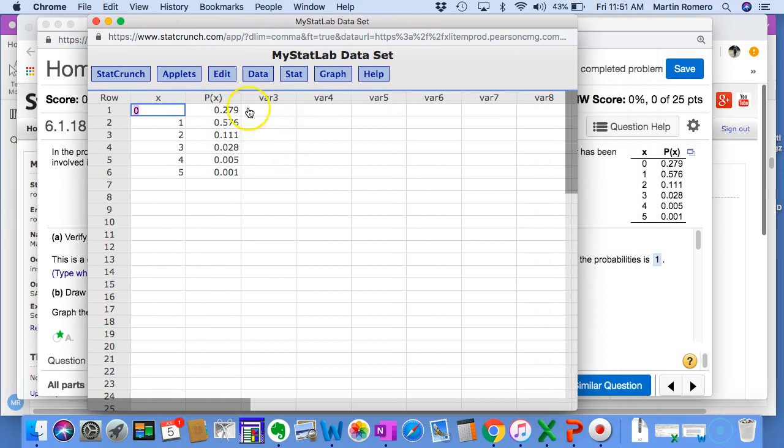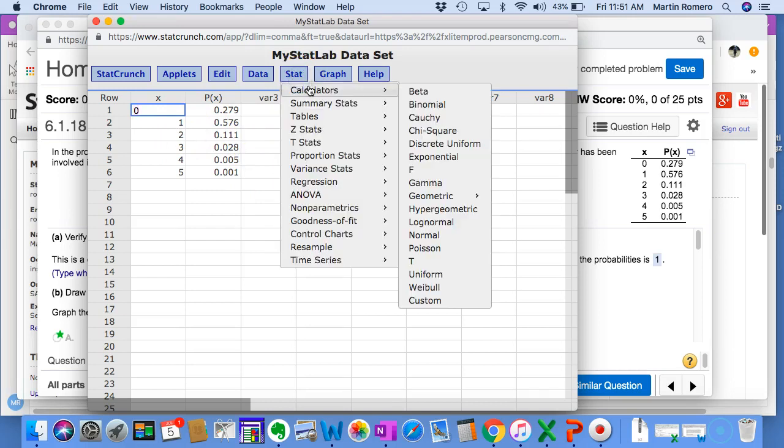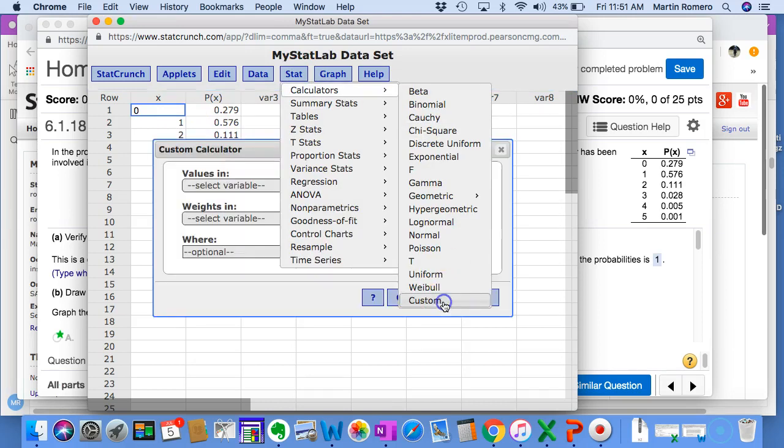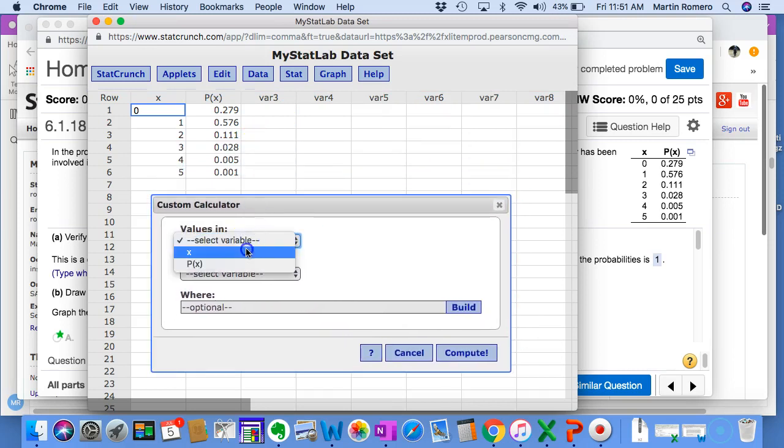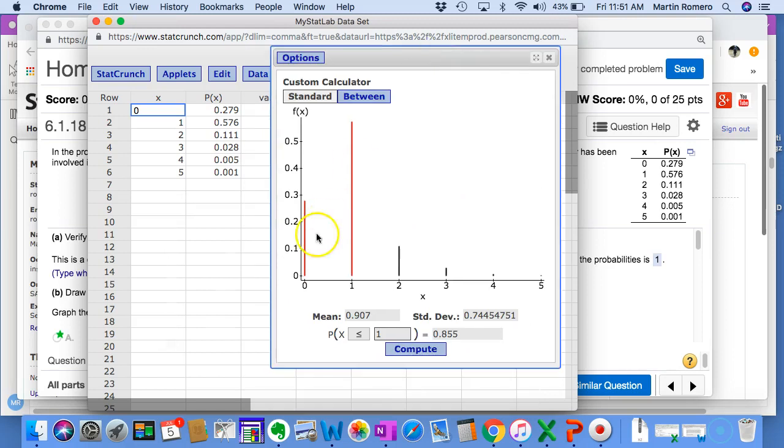And so once you open the data in StatCrunch, you would go to Stat, Calculators. In this case, we'll use the custom calculator. The variable is X. The values, or the weights, the probabilities, are in P of X. And then we hit compute. Once you hit compute, you can see you have a distribution. And it's a calculator we can use to actually calculate probabilities, which I'll show you in a little bit.